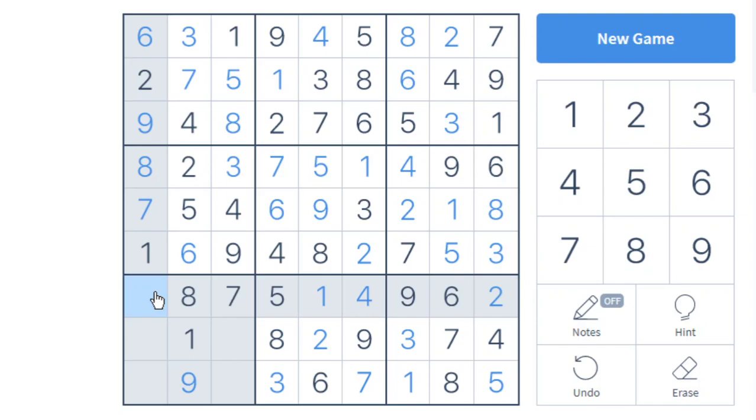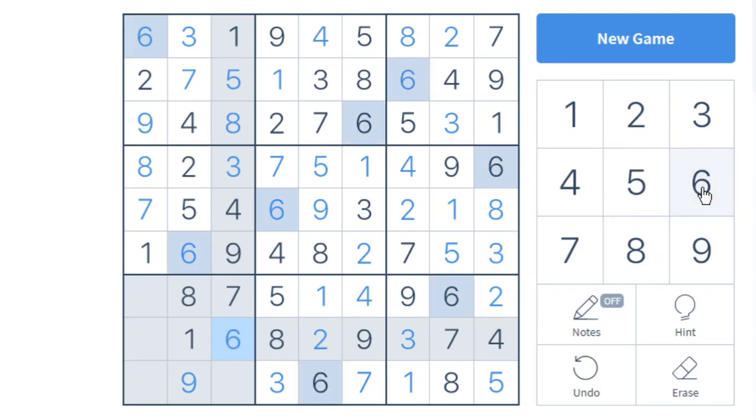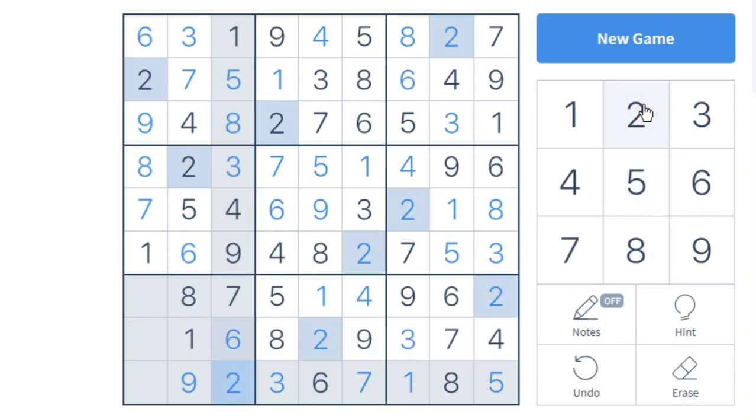And now, what are we going to do? Well, in this column, we are missing 2 and 6. 2 is already in this row. That means this 6 is the only option here. 2 is the only option here. Just by process of elimination, you look. If you have 1 square empty in a column, a row, or a group of 9 squares, you automatically want to know what that number is going to be just by process of elimination.